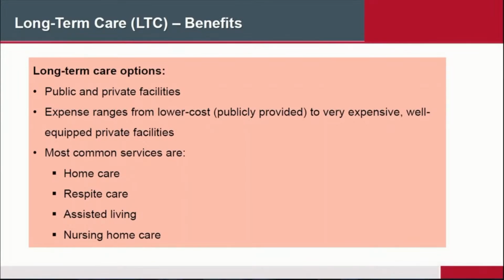Okay, and the idea is that it covers expenses to give you a reasonably comfortable lifestyle while you're in long-term care facilities. So it could be low cost, publicly provided, or it could be very expensive. Like I said, the private facilities are very, very expensive. Okay? The most common services are available, and again, depending on your affordability, you can buy a policy that only covers you for home care. Okay, most people like the idea of being taken care of at home, but they have to pay for a private nurse to come and visit them, stay overnight, all that kind of stuff. It's expensive. So therefore, you can buy home care.